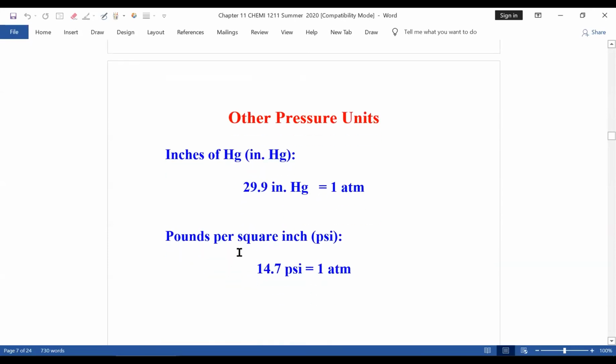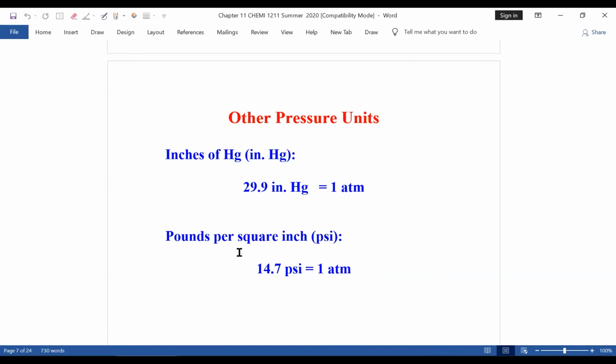Now, there are other units that I will not be using, but we use in our daily life. Inches of mercury is what, if you listen to the weather forecast, they'll usually tell you the pressure, barometric pressure or an atmospheric pressure is so many inches of mercury. 1 atmosphere is 29.9 inches of mercury.